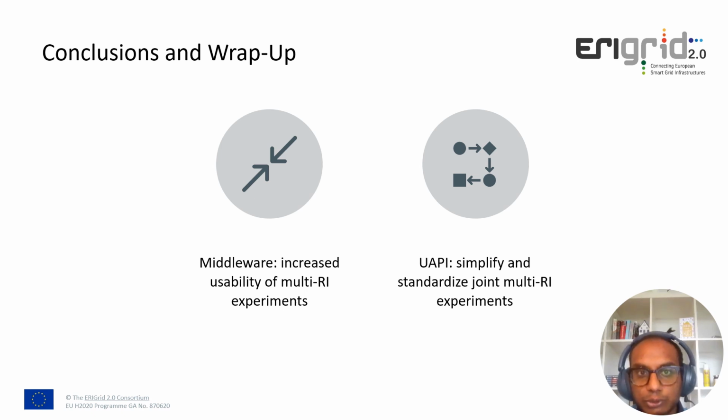So, to wrap up this second module, what we have seen is the architecture of a lab middleware, which provides harmonization or interoperability between these different lab coupling tools that you previously saw. And therefore, this middleware increases the usability for multi-research infrastructure experiments. And secondly, what this universal API provides is a simplification and standardization to some degree of the most common functionality used for these multi-research infrastructure experiments.